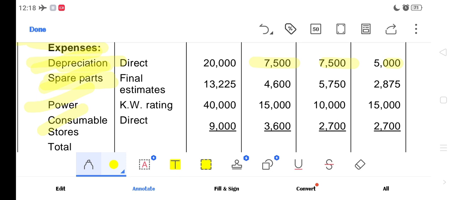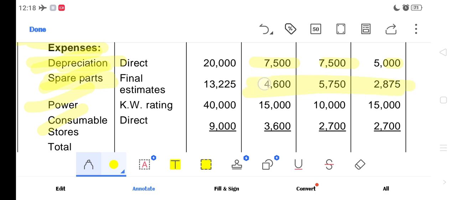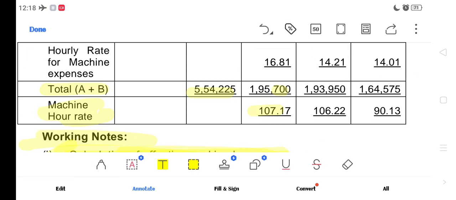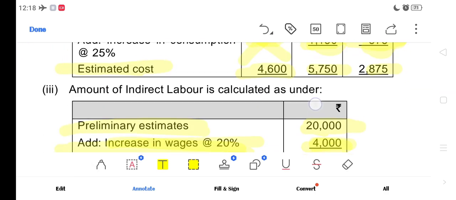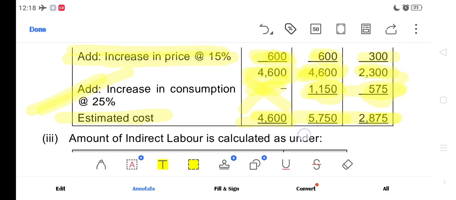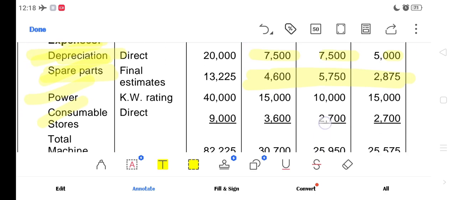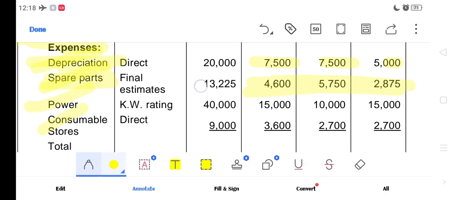calculation we have already done in the working notes number 2, no? So that you are going to put it here, the cost directly. 4,600, 5,750 and all, no? So where is this? We have calculated. Yes, in this working notes number 2, we have calculated, considering the increase in consumption and increase in price, no? You remember? Yes, that only we are going to put it here.